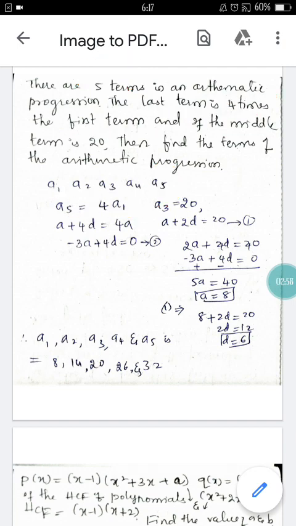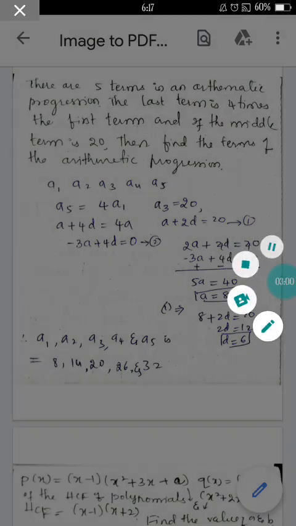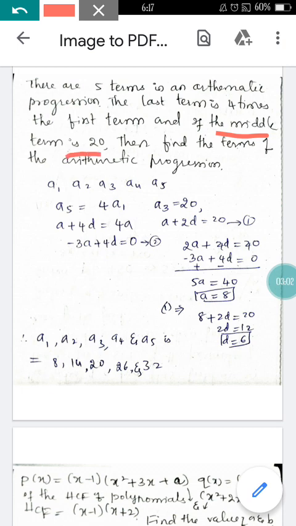They have given in the question, and with that they have also given that the middle term is 20. What is the middle term? A3 is 20. Then find the terms in the arithmetic progression. Then find the value of A1, A2, A3, A4 and A5. Just make use of these values and these conditions here. First condition, apply the formula of A5, A plus 4D. Then find out an equation and name it as equation number 2.